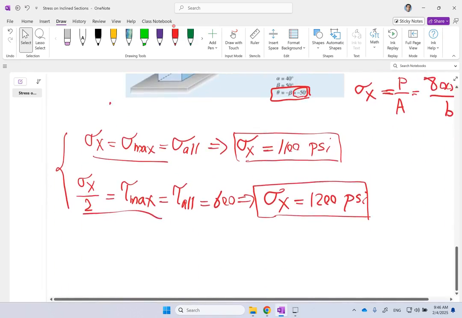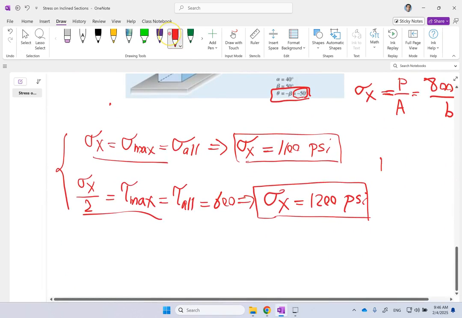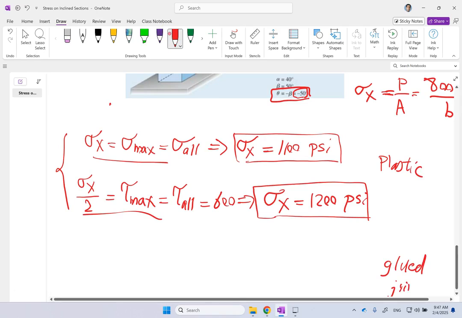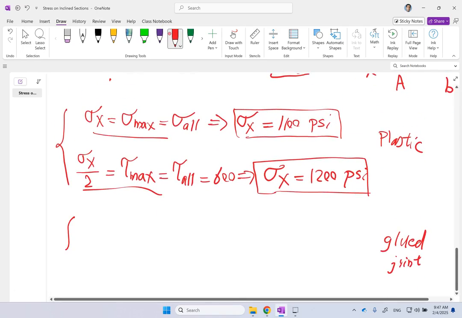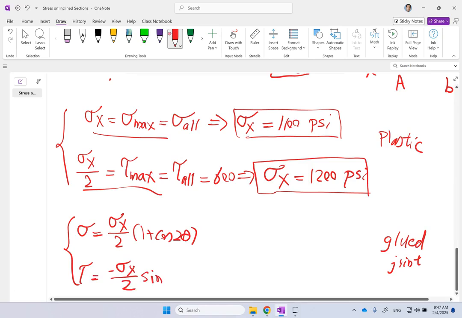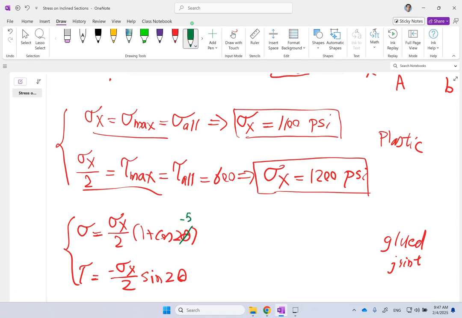So this is for that material, right? It's the plastic, I guess it's called. This comes from the plastic. But for the glue joint, I have to go with the formula where sigma was, if you remember, sigma x over 2 times (1 plus cosine of 2 theta), and tau was negative sigma x over 2 times sine of 2 theta. And for theta, I have to plug in negative 55 degrees.